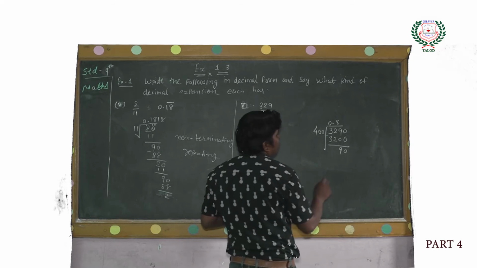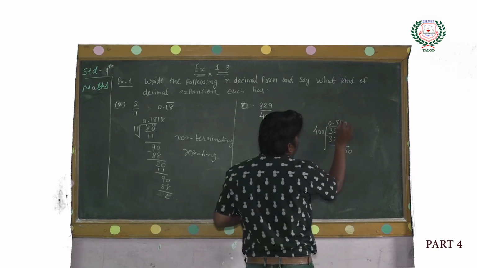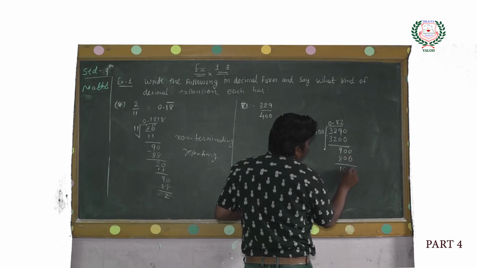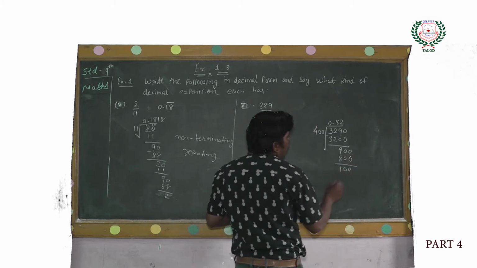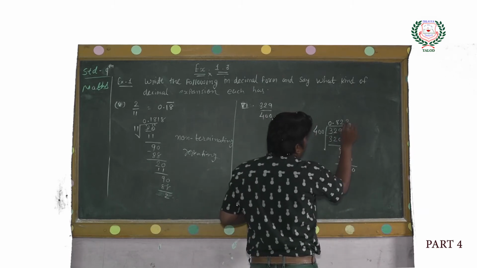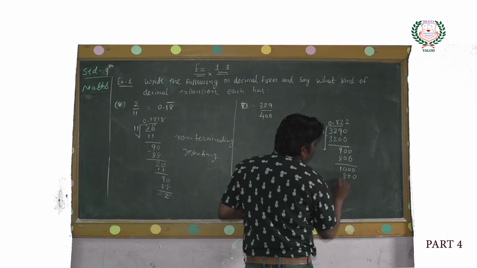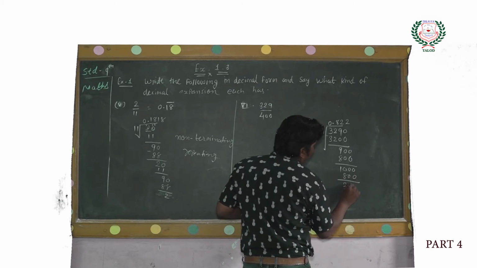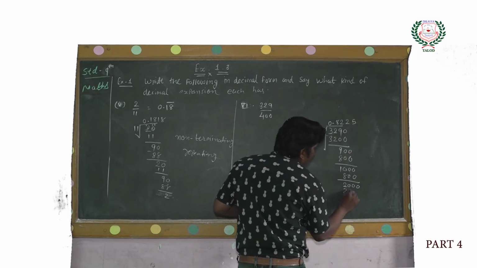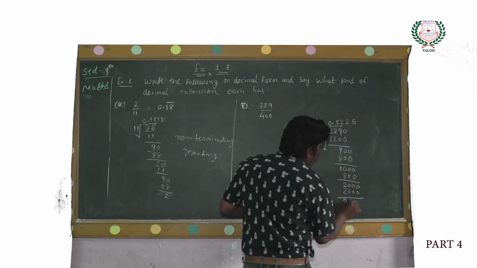So what happened? Once again you put here 0. So 400, 4 2s are 8 and 2 0 once again. So 100. Now what happened? Once again you have put 0 1000. So 4 2s are 800. Now 200 and once again you have to put 0. So 4 5s are 20. Now your remainder is here 0.